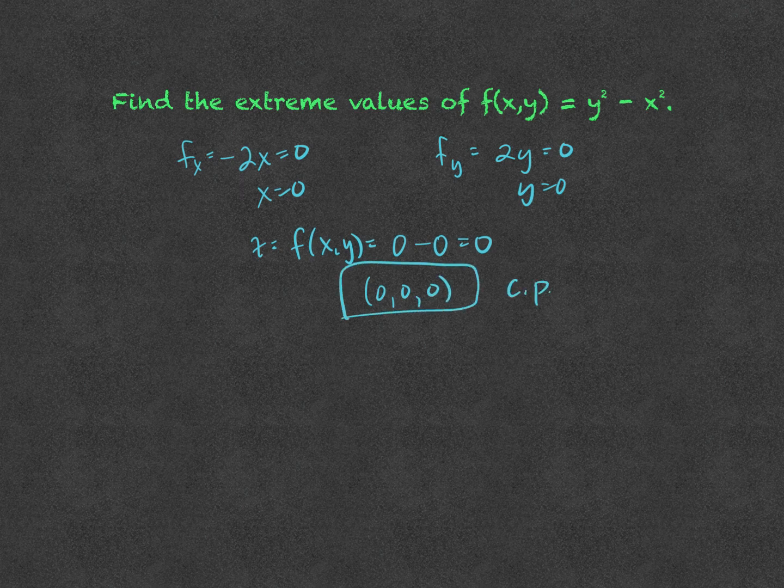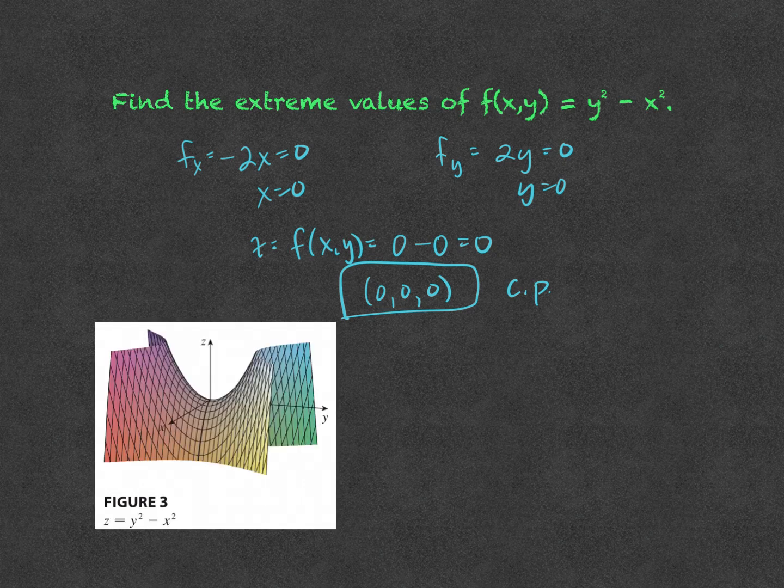Now here's the problem. If we look at this graph, this is neither a maximum nor a minimum. It's actually called a saddle point. So when we find critical points, we have three options. It can be a maximum, it can be a minimum, or it can be a saddle point. Kind of like a saddle that a horse rides on.